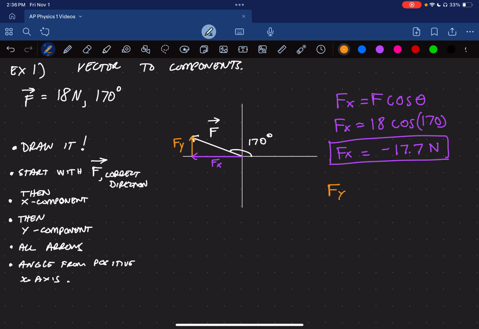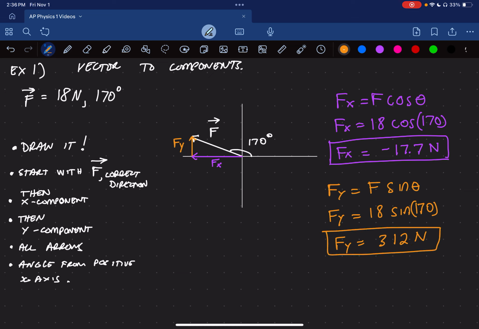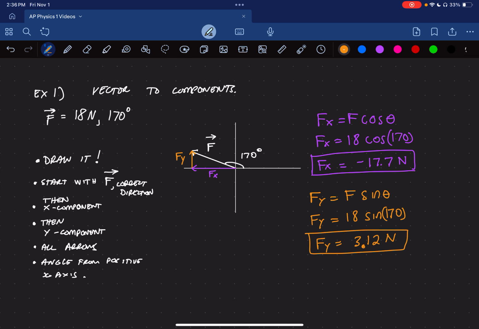Let's do the y component. This is F sine theta, which is 18 sine 170, which comes out to 3.12 newtons. Which is clear here. We're going in the positive y direction, so positive. Well, that's it. When you draw your picture, besides drawing it correctly, make sure everything is labeled here.